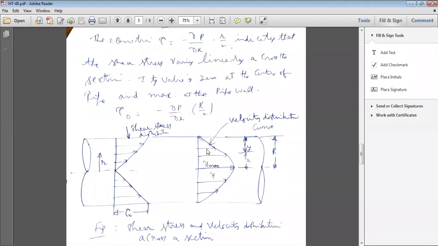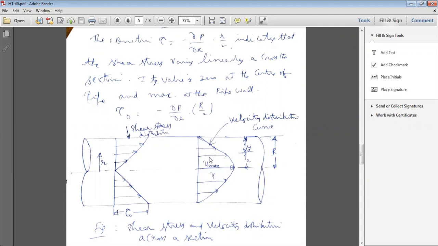Next, the velocity distribution, already given. Once the flow is stabilized, the velocity is maximum (u max) where the shear stress is 0, because there is no stress. So at small r equal to 0, at the center of the pipe, shear stress is 0, but the velocity is maximum. So at the center of the pipe, velocity is maximum.